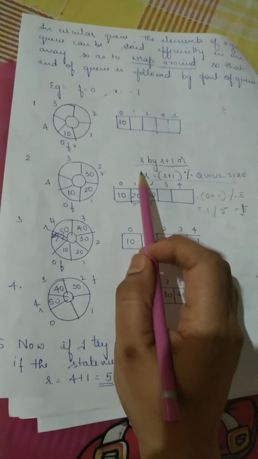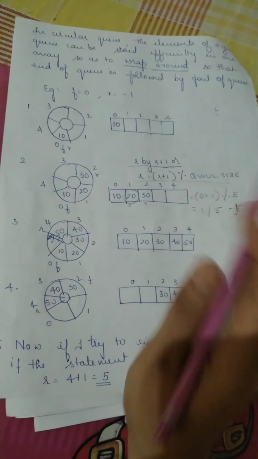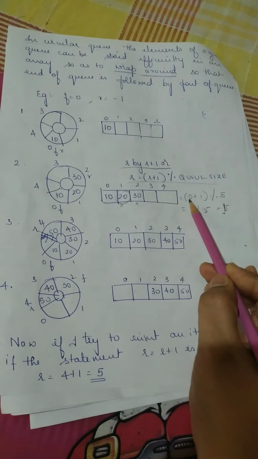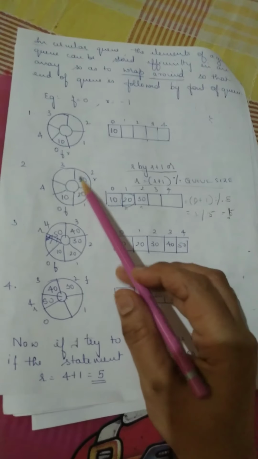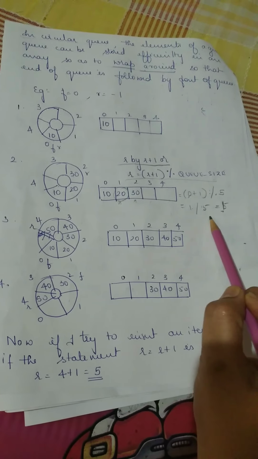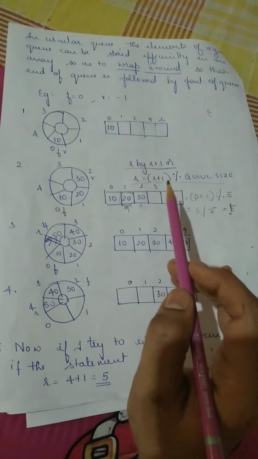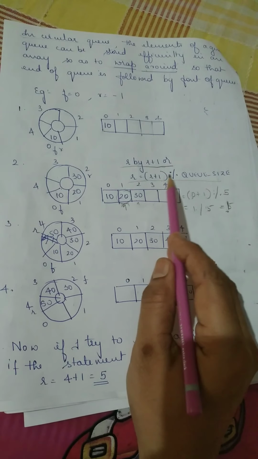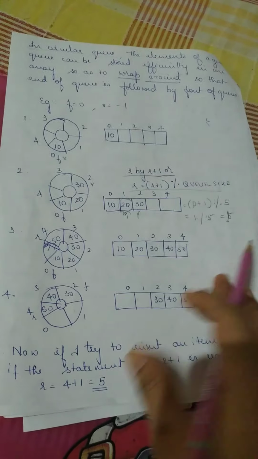Now, go on incrementing R by R plus 1, or we can use this modulo division technique. That is, initially R is 0, R plus 1, 1 modulo 5. What is 5? Queue size, 5 locations. So, modulo division, 1 modulo 5 is 1. So, R will point here. Now, I can insert. Here, R is 1. 1 plus 1, 2 modulo 5 is 2. So, the next item is inserted at this location.